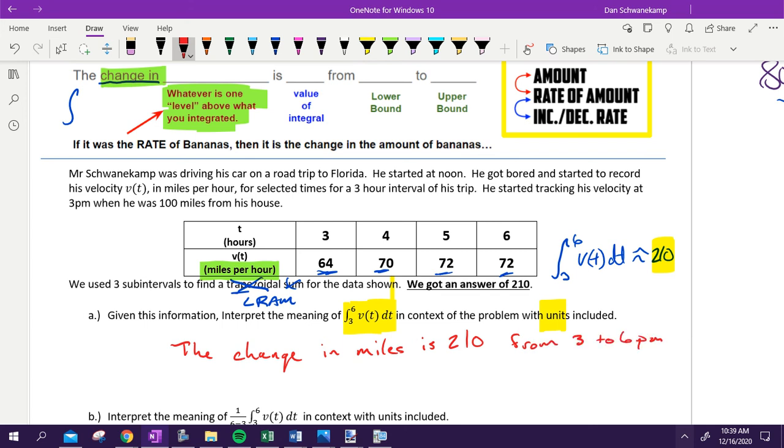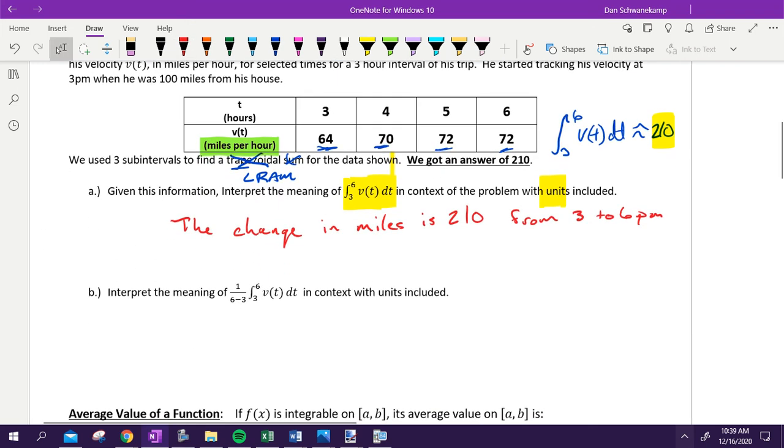Now, I'm saying it very robotic, but basically what that means is from 3 p.m. to 6 p.m., I drove 210 miles. We're going to always say the word change in there just so we get used to it, but that's what it means. Everybody understand what's happening there? I drove my car 210 miles from 3 p.m. to 6 p.m. That's what I got from integrating velocity. It told me distance.